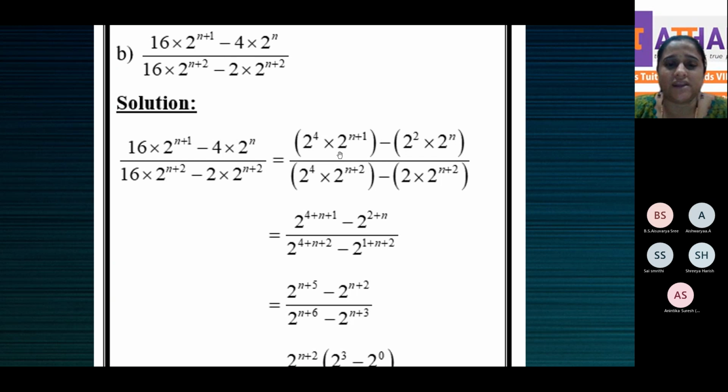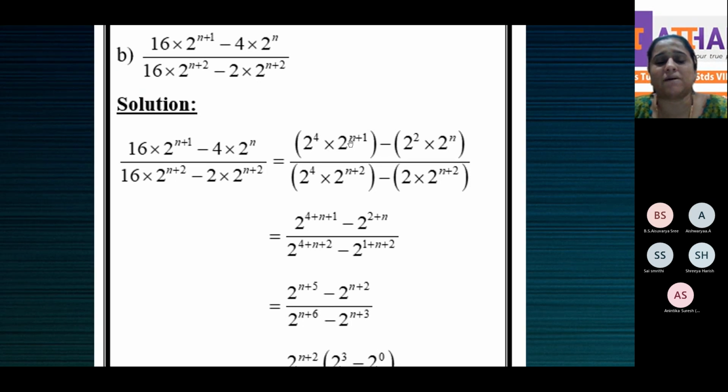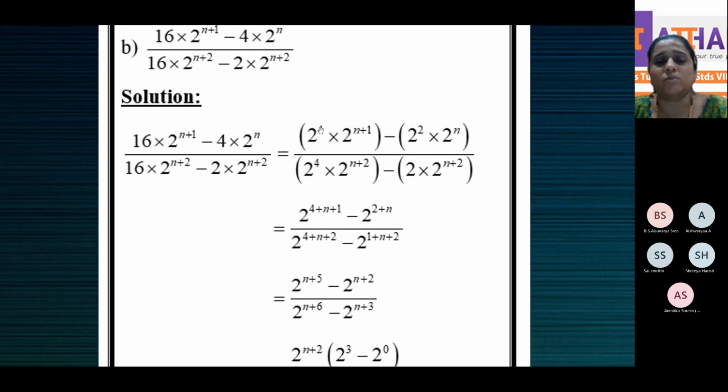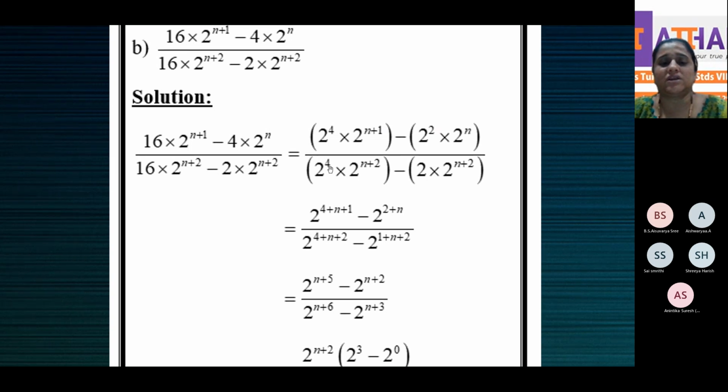That's the first step. In the next step, by the law of exponents, bases are same and it's multiplication, so add the powers. So 4 plus n plus 1. You can see here 4 plus n plus 1. Here again 2 plus n. Here it will be 4 plus n plus 2. 1, if there's nothing, 1 plus n plus 2. Correct, children? Is this step clear? Yes, ma'am. Next step, I only added. I've written n first. N plus 5, n plus 2, n plus 6, n plus 3.